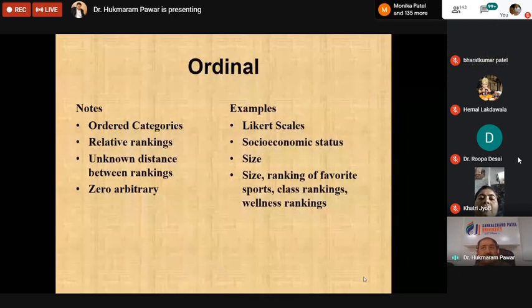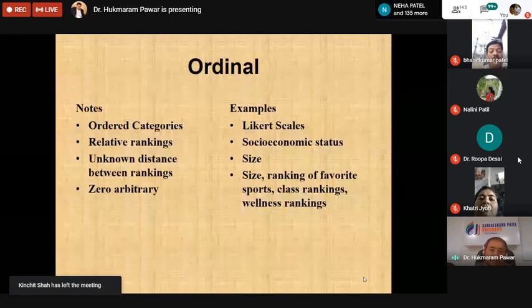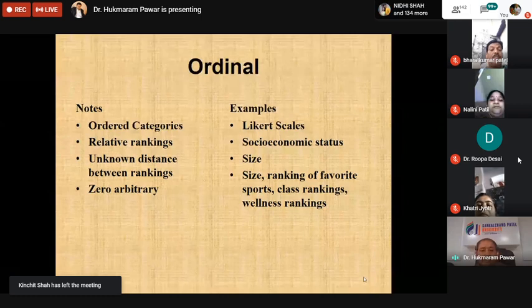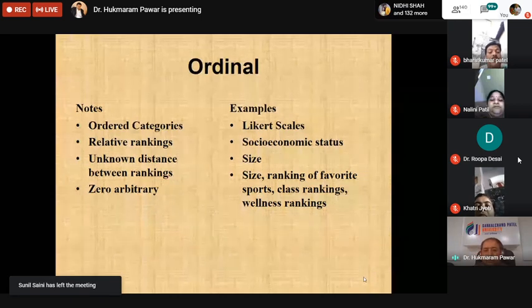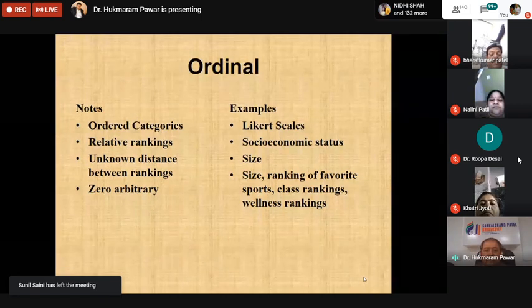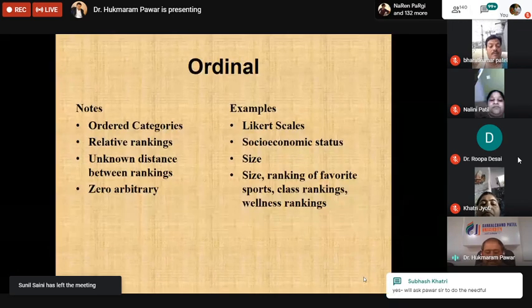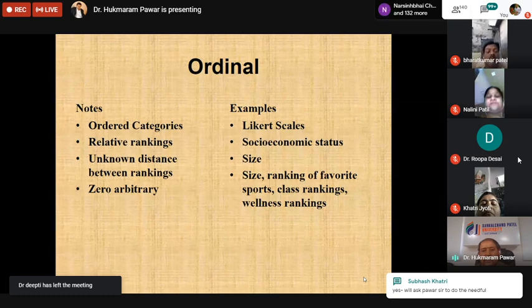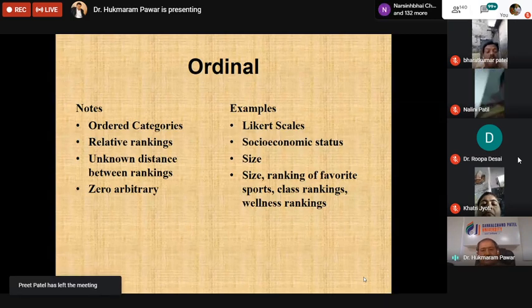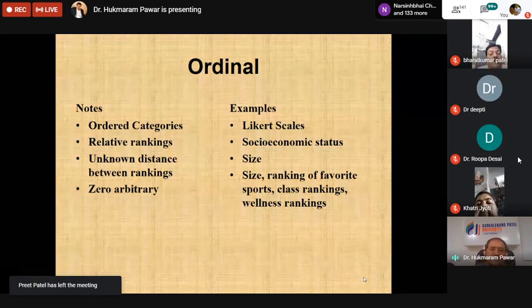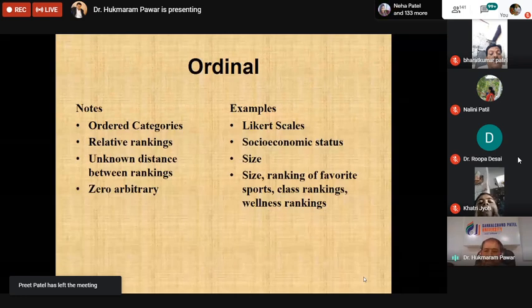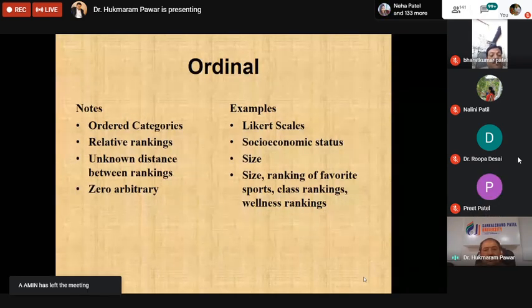Now another kind of data is ordinal. As the name suggests, we arrange the data in a particular order, in a particular sequence. For example, the rank of students: first rank, second rank, third rank. That assignment of rank is called ordinal.